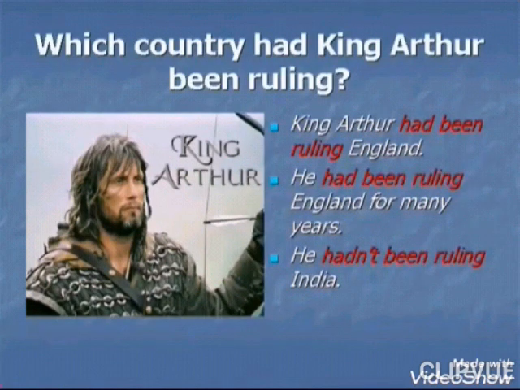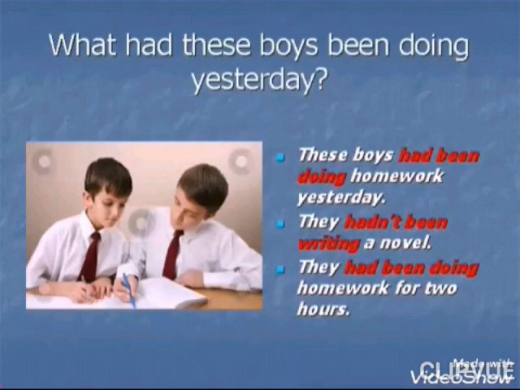Here are examples to know the key words for the past perfect continuous. Like when I ask you a question, which country had King Arthur been ruling? King Arthur had been ruling England. When I ask you another question, how long had he been ruling England? You will answer, he had been ruling England for many years. So the first keyword here is for plus a period of time. And we have other keywords like since, like how long, like all. And another sentence we have, he hadn't been ruling India. This is the negative form for the past perfect continuous, but focus on the first keyword, for plus a period of time, like for many years, for 2 hours.